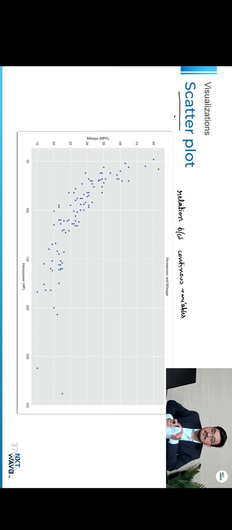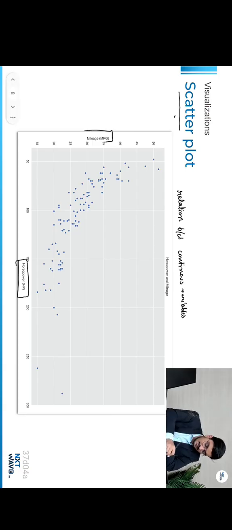plot between height and weight, where height will be our x-axis and weight will be y-axis, we can easily identify the pattern if with the increase in height, the weight also increases. Now let's look at the graph given below. In this graph, we are plotting a scatter plot between horsepower and mileage of the cars.